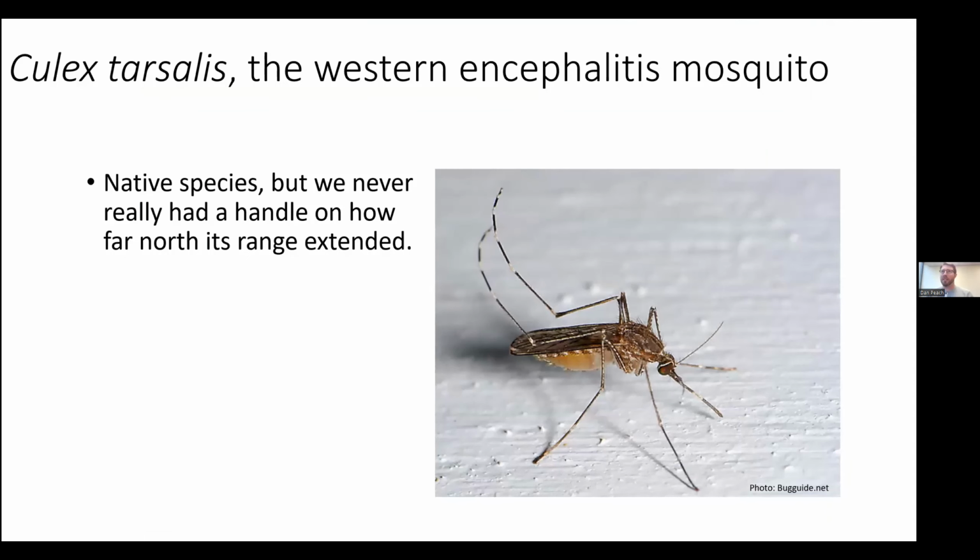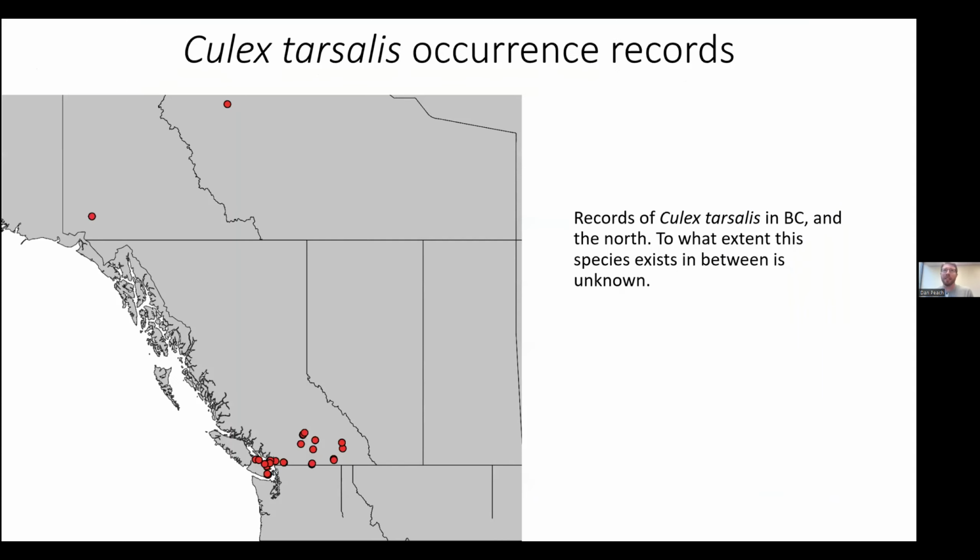So Culex tarsalis, the western encephalitis mosquito, it's a native species, but we never really had a great handle on how far north its range extended. And so you can see in this map here, we have a whole bunch of records in southern BC. They're in the southern prairies and stuff too. But in the 1970s, there was a record from the Northwest Territories. You'll see up there, and that's in Norman Wells.